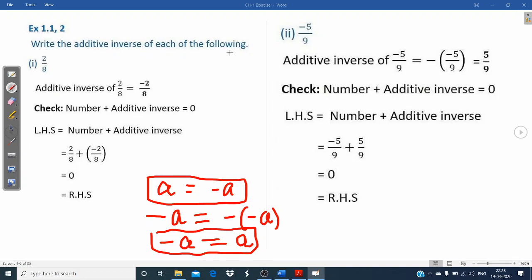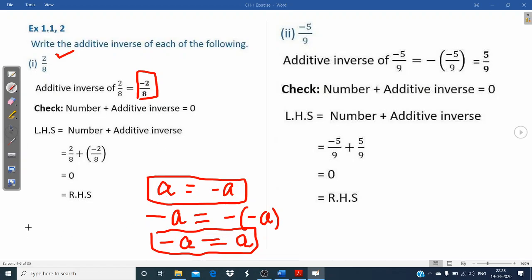Now you can see this. You have to find the additive inverse of each of the following terms. Now the first question is 2 by 8. You have to find the additive inverse of 2 by 8. So what will be the additive inverse? The sign will get changed. The additive inverse of 2 by 8 is minus 2 by 8.